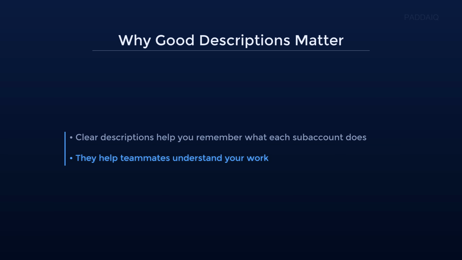They help teammates understand your work. This means clear descriptions let your colleagues quickly grasp what you've built or changed without needing extra explanations. For instance, when you create an app, a good description tells others its purpose and how it works. This shared understanding helps everyone stay aligned and collaborate effectively.